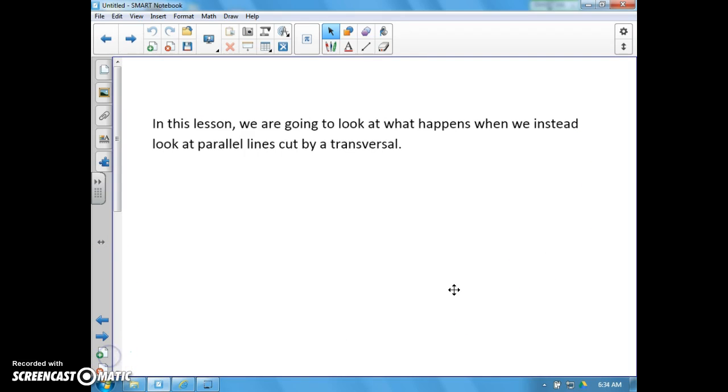Thank you. In this lesson, we are going to look at what happens when we make those two lines parallel and then cut them by a transversal. Our pairs of angles are going to start resulting in different types of numeric relationships, as well as just this paired relationship that we have a name for.